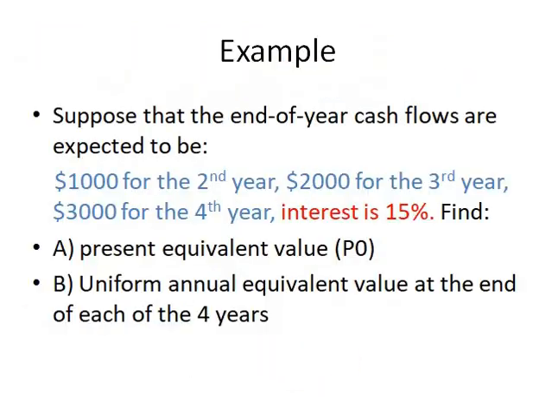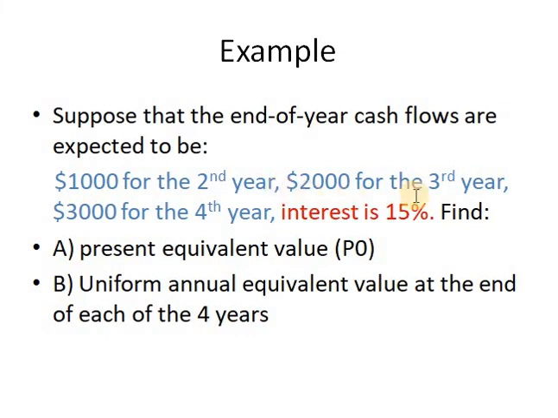Let's see an exercise together to understand the idea more. Suppose that at the end of year cash flows are expected to be 1,000 for year 2. You see, I have no amounts at year 1. So this is a clue to tell you that this is the case of pure gradient.